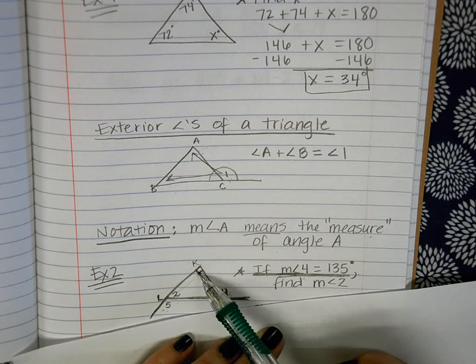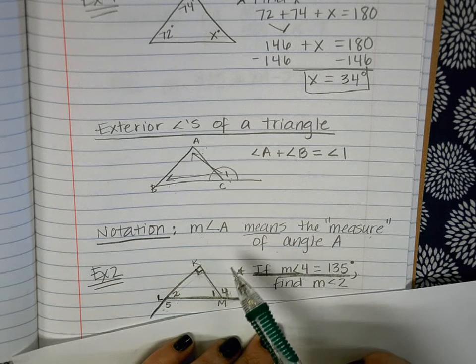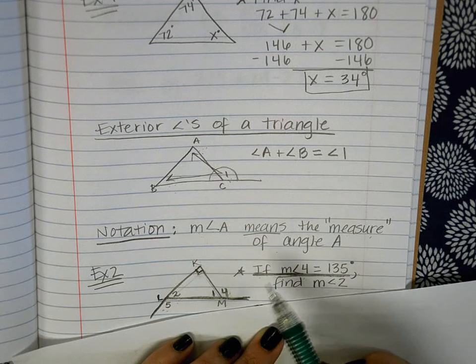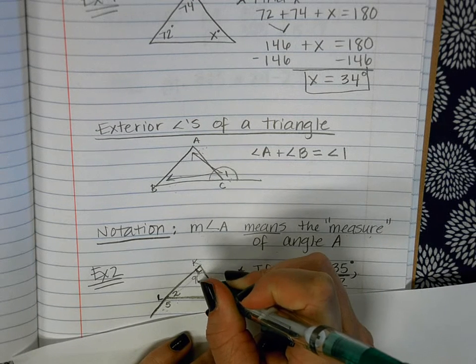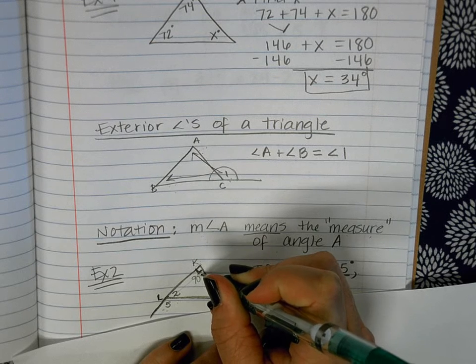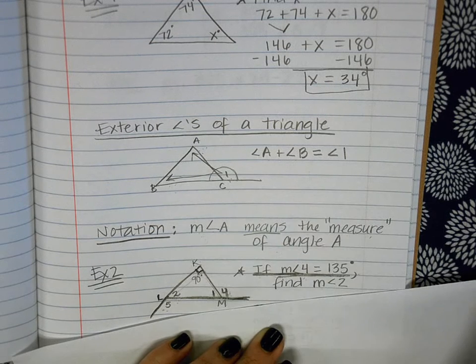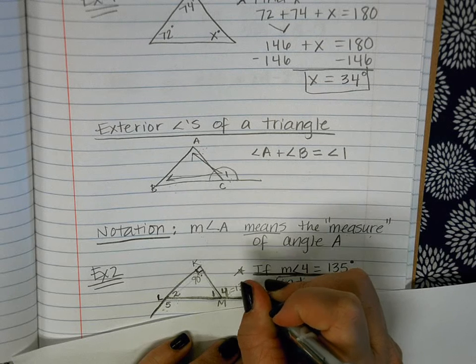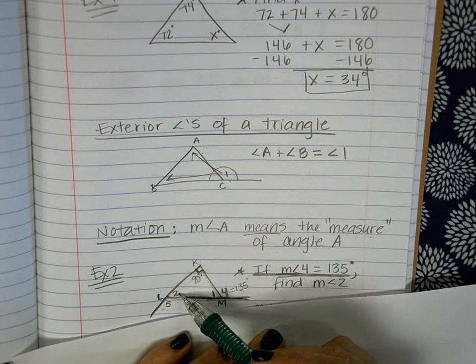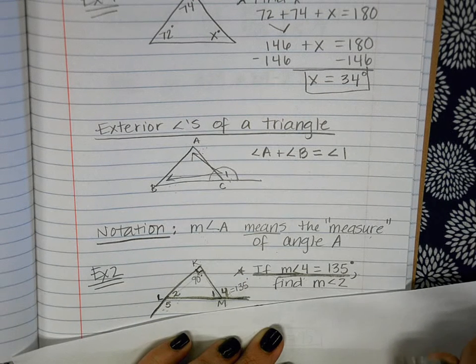You guys remember, what does this little square mean again? Right here on K, what does that mean? And it's 90 degrees, right? Okay. So if that one's 90, and they gave us 4 was 135, right? How do I find 2? This is how I find it.